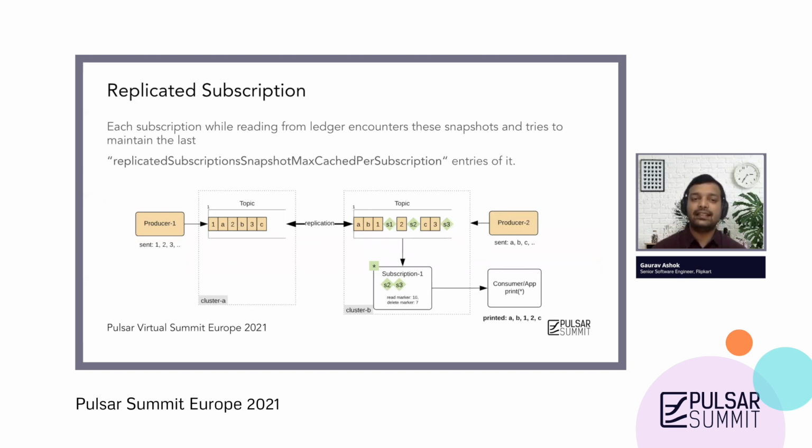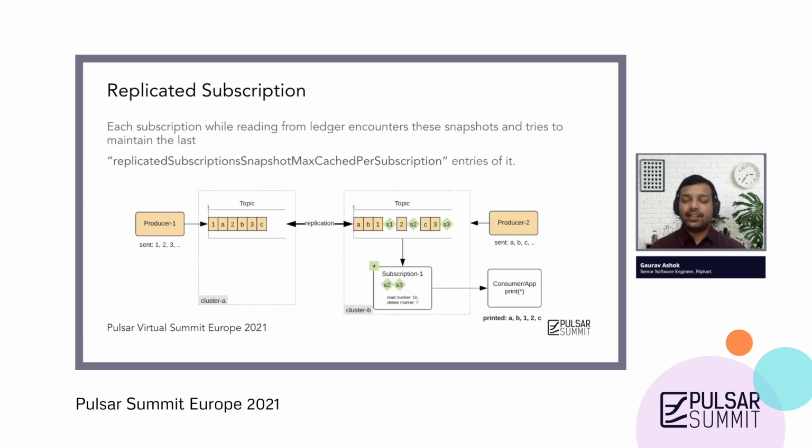What happens is that when you create a subscription with the replicate subscription state enabled, the brokers which own these subscriptions are the only brokers that try to establish these snapshots. So if the other clusters have their own subscriptions which are also replicated, they will do the same thing on their side.